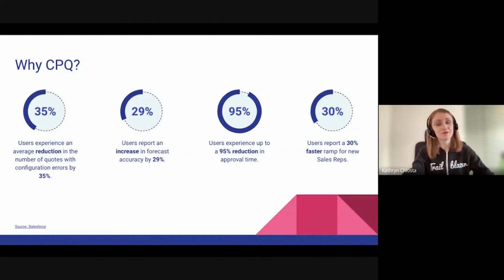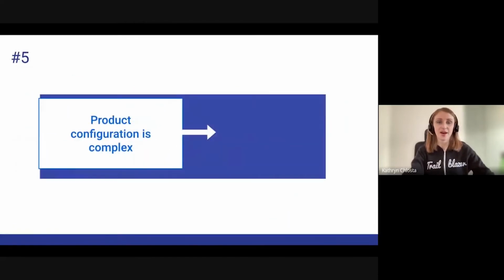So we have the what, we have the why. Let's jump right into the number 5 business challenge. All right, so product configuration is complex. Customers today expect a wide variety of choices, and it's likely that your company offers many different combinations of one product, whether it's a variation of a model, color, or size.